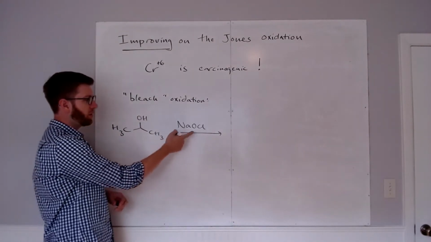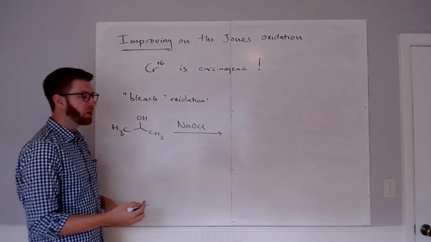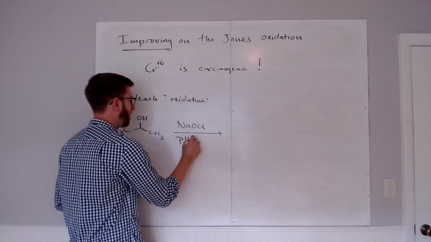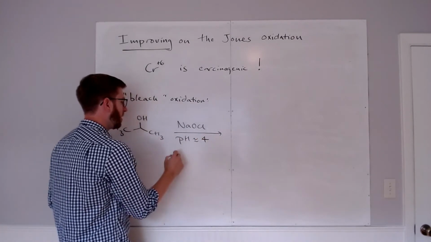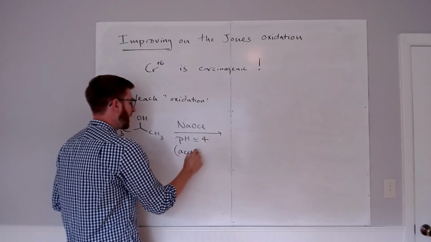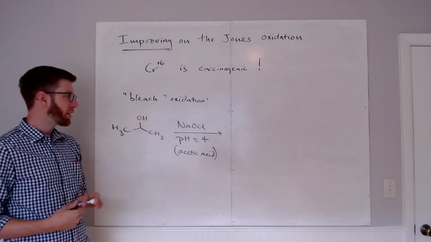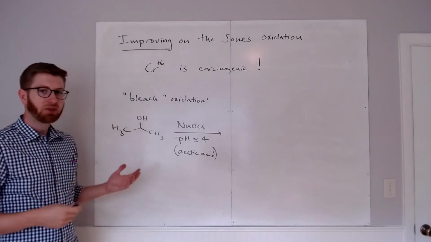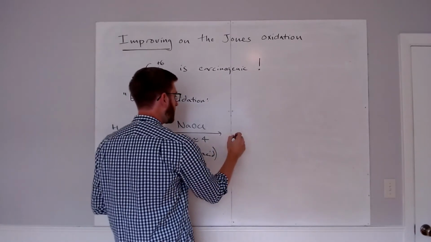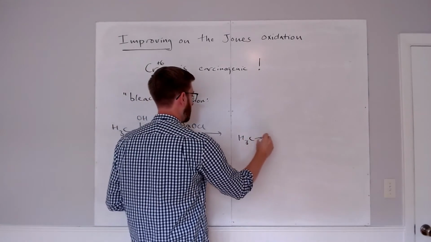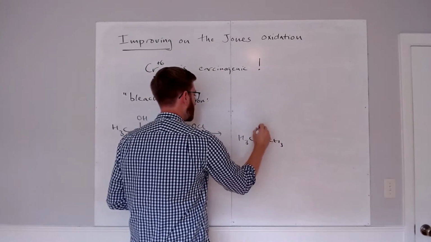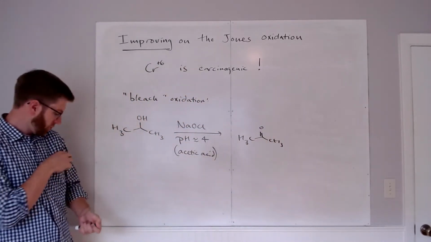And it turns out that this reaction needs to be run at a relatively low pH, so a pH of about 4. Oftentimes we use acetic acid as either a solvent or a co-solvent for this reaction. And what we actually find when we do this is, first, that the alcohol in our substrate is oxidized effectively. Well, that's good. That's what we're trying to do.